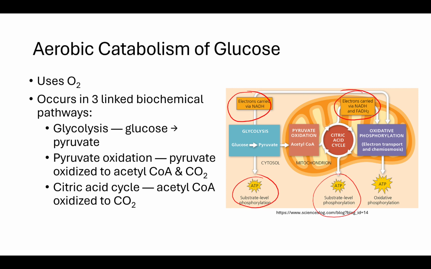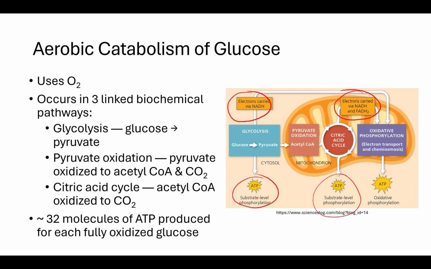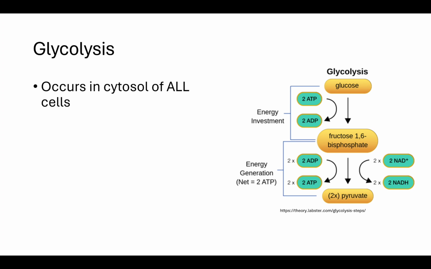And then you also have those high energy electron carriers that are going to be fed into the electron transport chain, which is a process we'll go over in a little bit called oxidative phosphorylation. This produces about 32 molecules of ATP for every molecule of glucose that you put into the system.